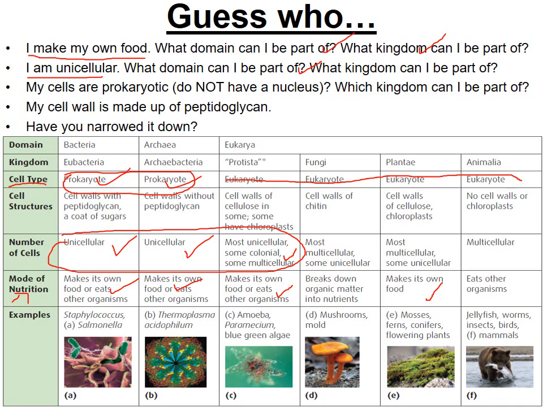My cell wall is made up of peptidoglycan. Let's go take a look. Cell wall, peptidoglycan, without. So this means over here that we have narrowed it down, that we are in the domain bacteria and we are part of the kingdom eubacteria. Oftentimes we omit the prefix eu. We just say domain bacteria, kingdom bacteria. And sometimes we'll omit bacteria over here and just say domain archaea, kingdom archaea. But you'll see both terms used.